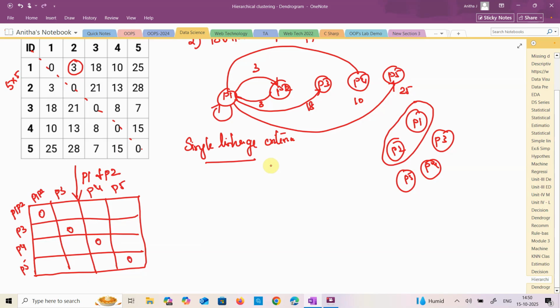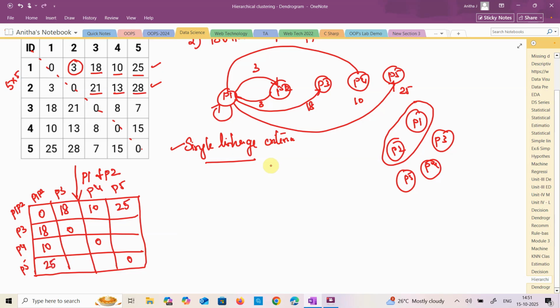Now we consider P3. When we come to P3, rows 1 and 2 get merged. When we merge, we need to enter one value, and the value we select is the minimum distance. That's why the single linkage criterion comes in here. The minimum distance is 18, so we put the same value here. For P4, we want to merge 1 and 2: 10 and 13, out of which the minimum value is 10, so 10 will be put here. For P5, 25 and 28, the minimum is 25, so we put 25 here.